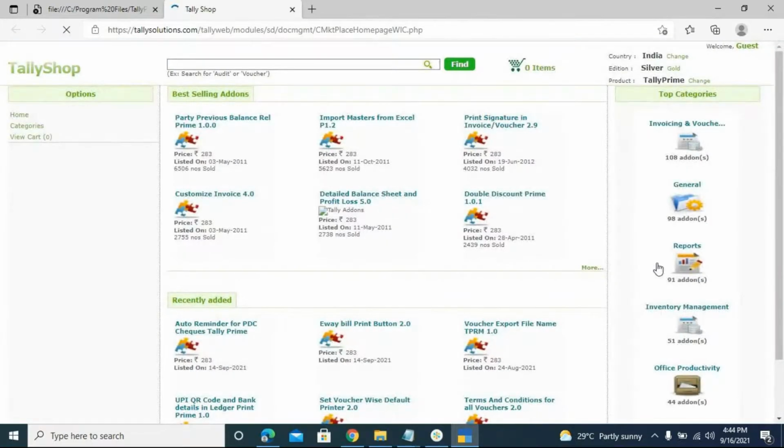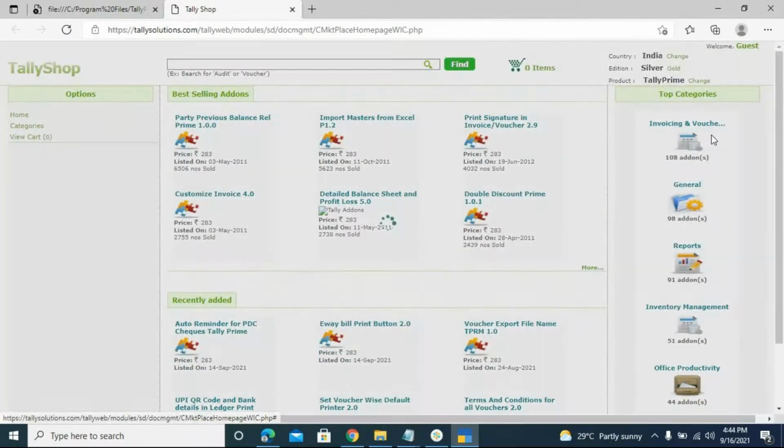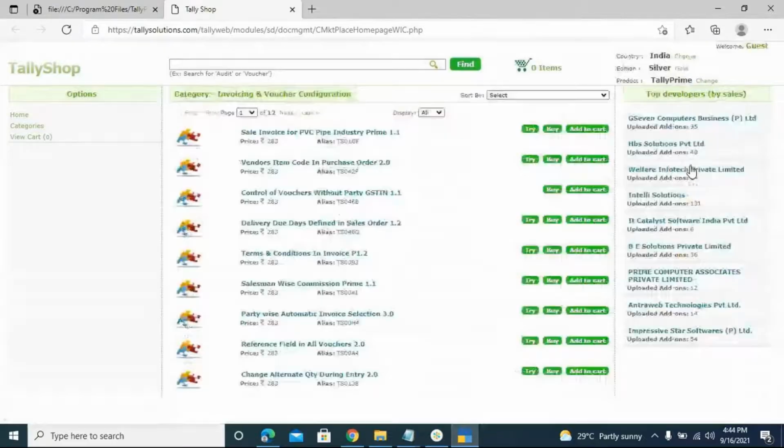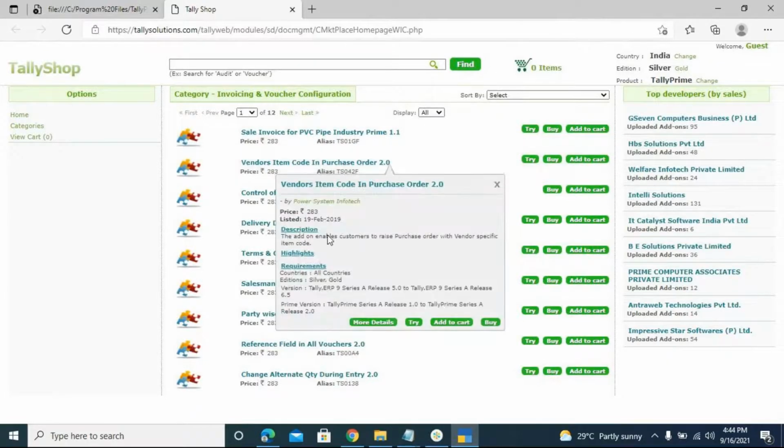Yes. So here we have inventory management. Suppose with regard to invoicing and vouchers, we want certain add-ons. We have 108 add-on features. Can you see here? Okay, so vendor's item code and purchase order. What is the description? Countries, all countries, and what editions. Suppose I'm going for licensed software, we have silver, gold, and all that. Which version can it support?